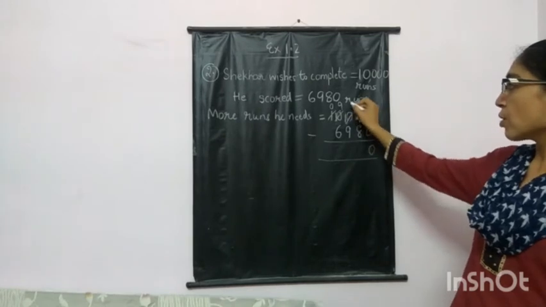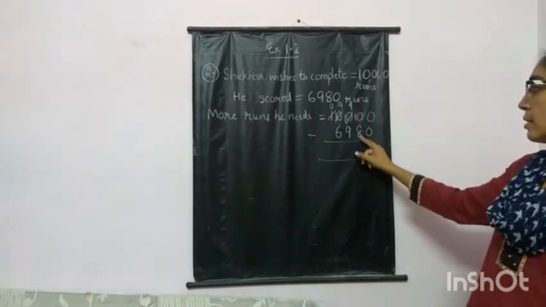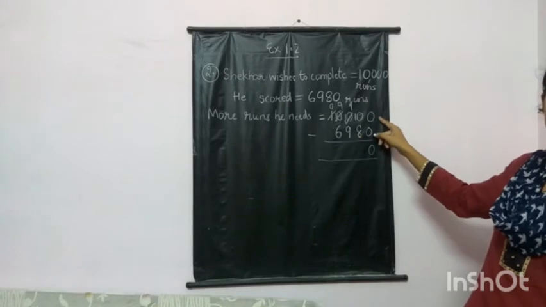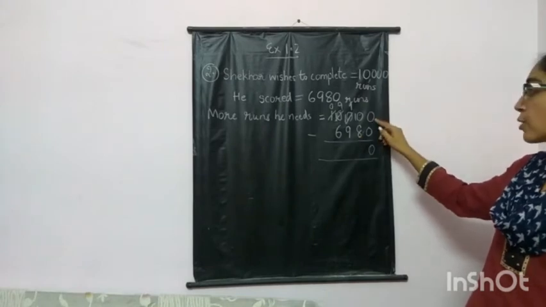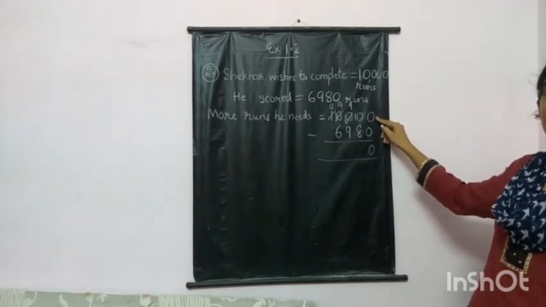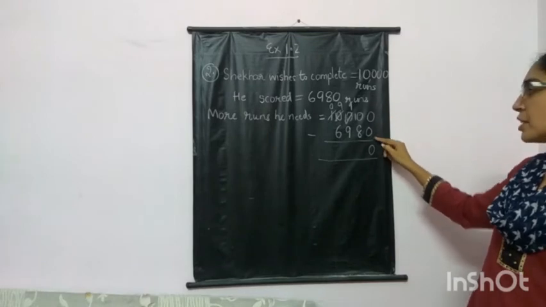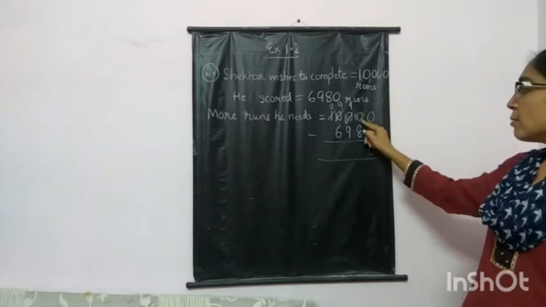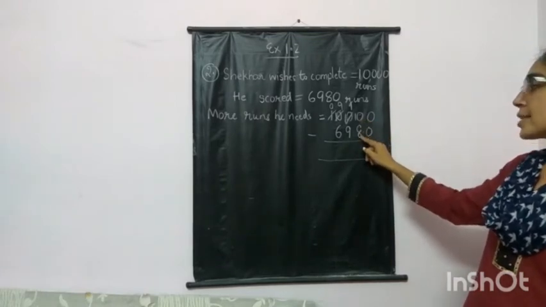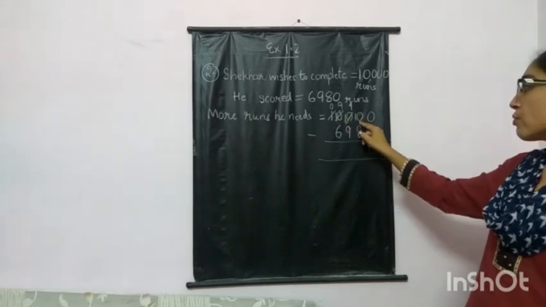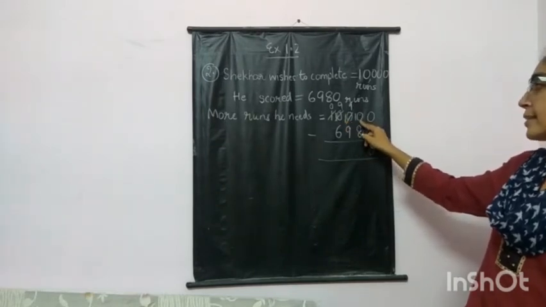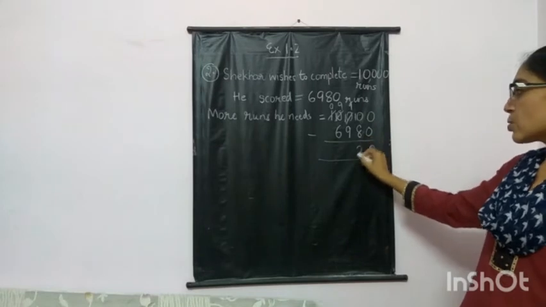Similarly, this will borrow from here. Now 10 minus, no need to borrow here. Some children may start borrowing here also. You need not to borrow here. Why? Because 0 minus 0 is possible. We will borrow here because 0 minus 8 is not possible. So we will borrow from this number and make it 10. 10 minus 8 is 2.